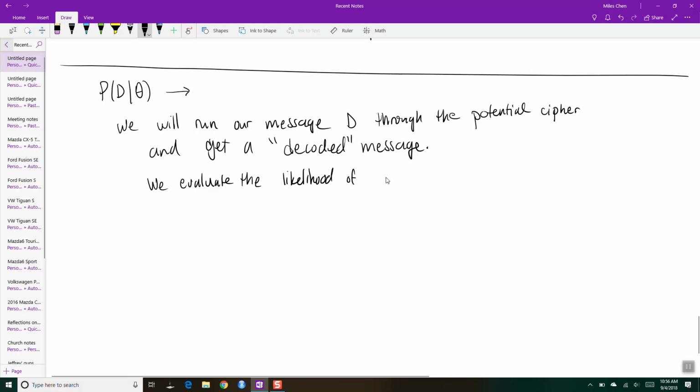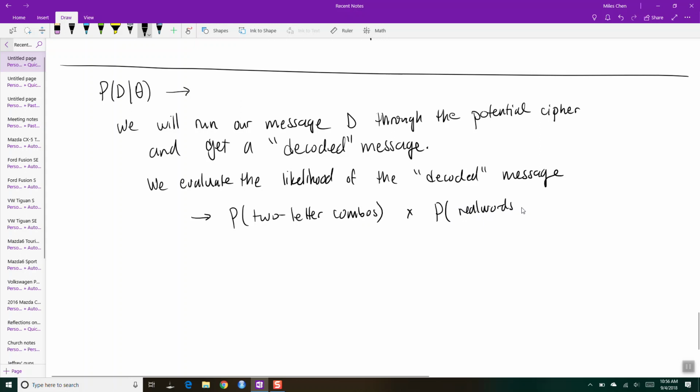The likelihood of the decoded message will consist of the probability of your 2-letter transitions, 2-letter combos, times the probability of the real words, right?